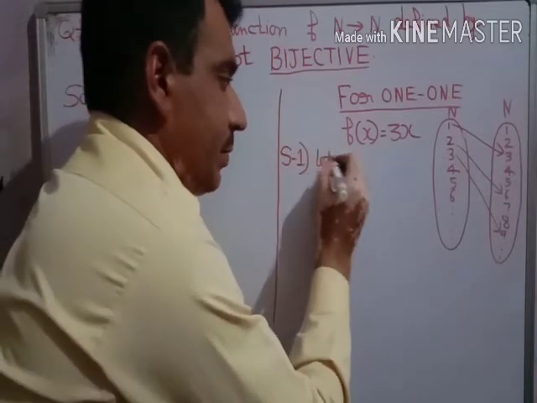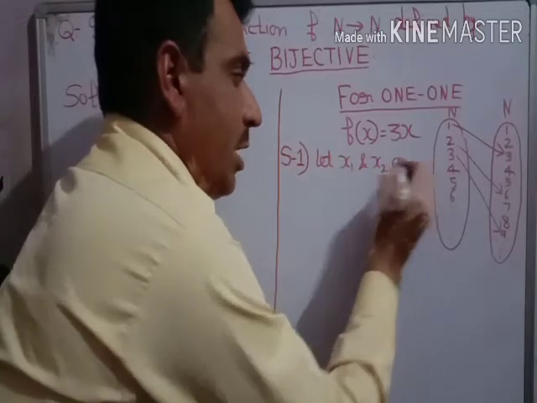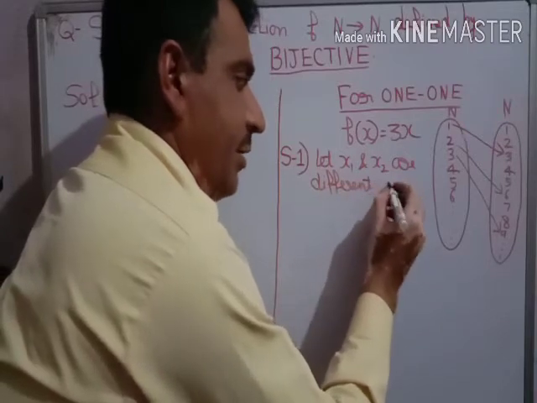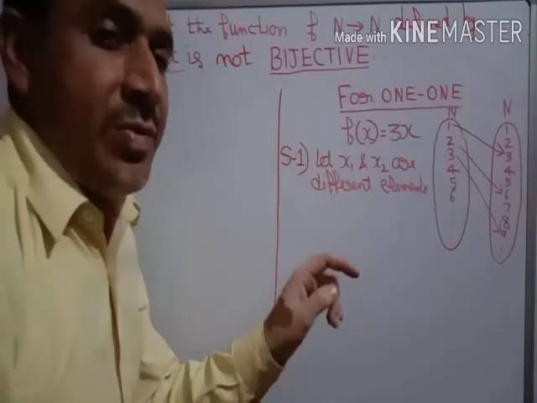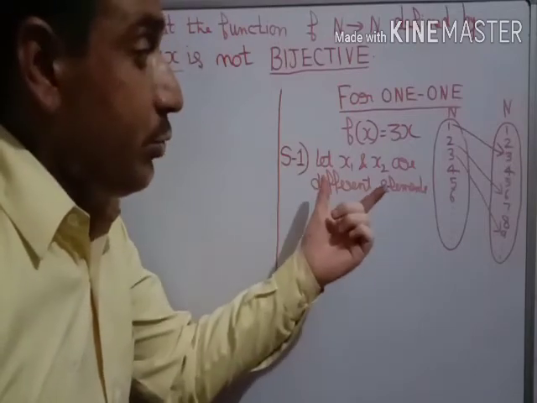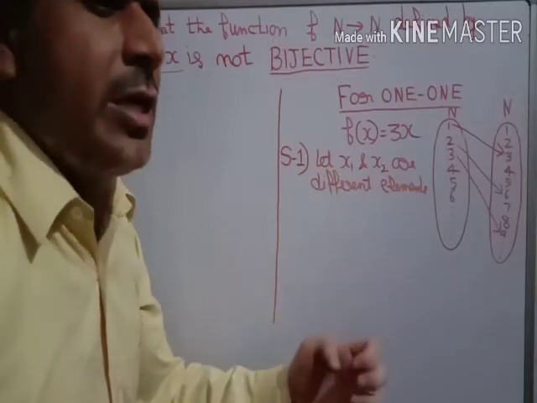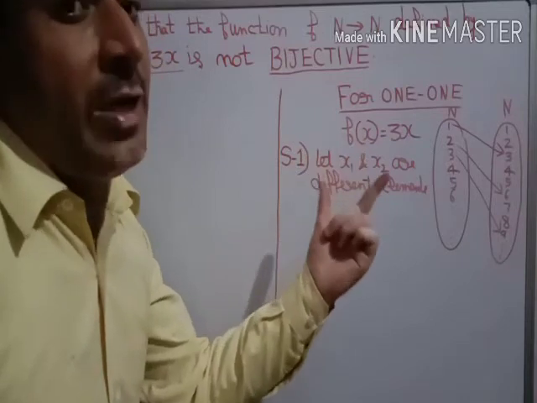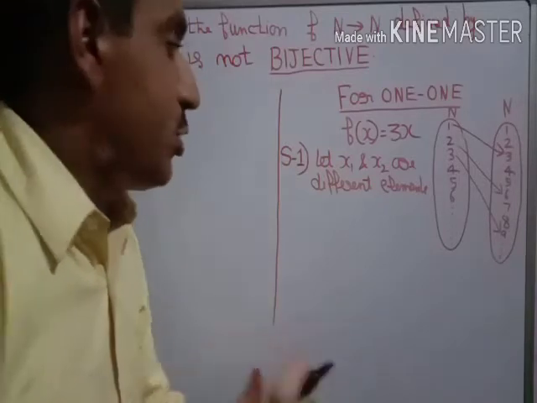Step number 1: let x1 and x2 be different elements. Whenever we have to check whether the function is 1-1 or not, we have to take x1 and x2, two different elements. You can take x1, x2, a1, a2, but we have to take two different elements, and here I have taken x1 and x2.